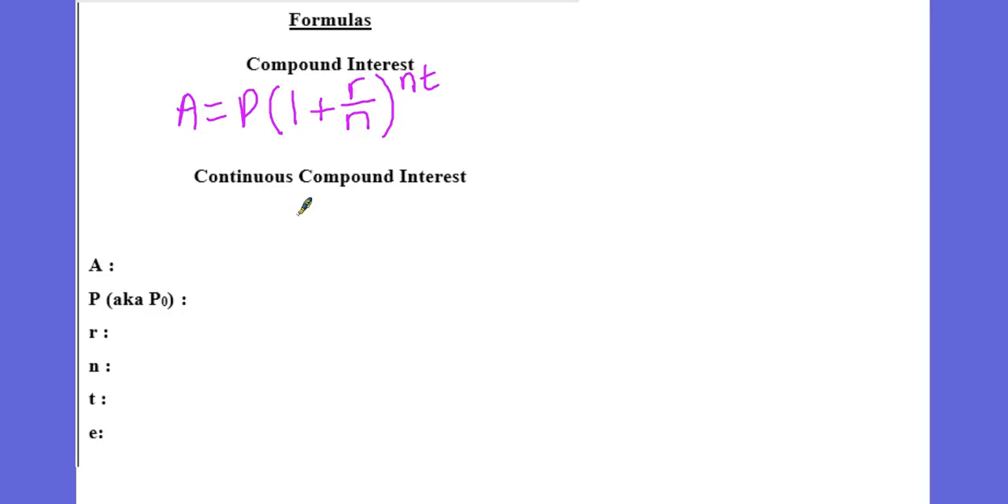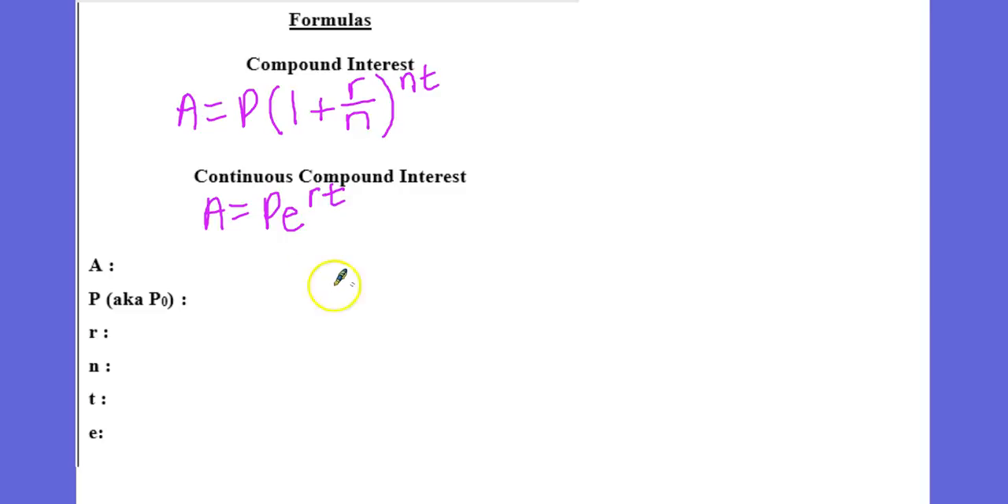Could you imagine trying to figure that out? Compounding every second, doing 1 second and doing the math, and then starting with a new number in 2 seconds. Oh, it would be awful. So this is where we're going to find E. E is representing continuous compounding, and that is raised to the RT. So I always memorize this as the word PERT.